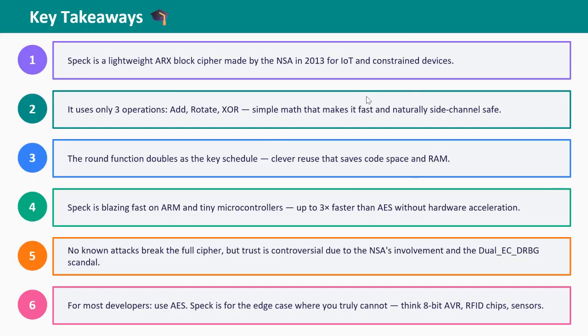So these are the key takeaways. SPECK is a lightweight block cipher made by the NSA for IoT and hardware-constrained devices. It only uses 3 operations, so it's pretty simple to implement. The round function doubles as a key scheduler. SPECK is very fast on ARM devices and is 3 times faster than AES without hardware acceleration. And there's no attack that has broken the full cipher, so pretty W.